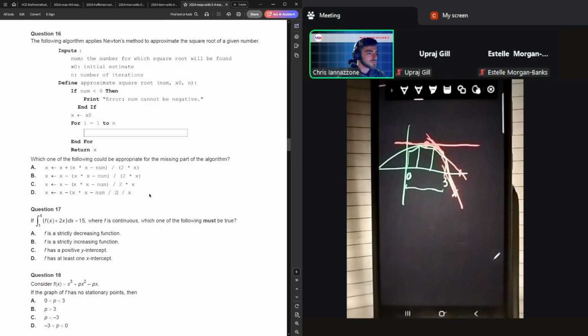Did they mean bisection? Hang on, did they not? Okay, probably not bisection method. Because these were kind of looking like bisection method.